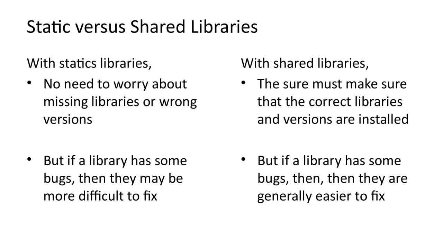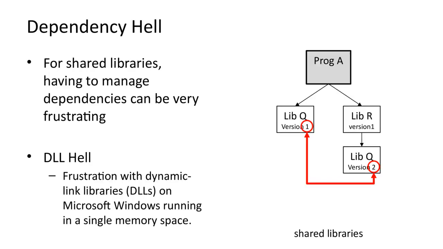Next, we will look at naming issues. For shared libraries, having to manage dependencies can be very frustrating. Dependency hell is a colloquial term that focuses on this frustration. The diagram shows a program that has two dependencies on libraries, Q and R. But the library R also has a dependency on Q, but it is not the same version of Q. So the system executing this program would have to be able to handle multiple versions of the same library. Not all systems can do this.